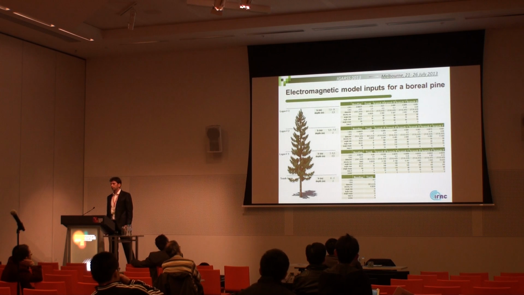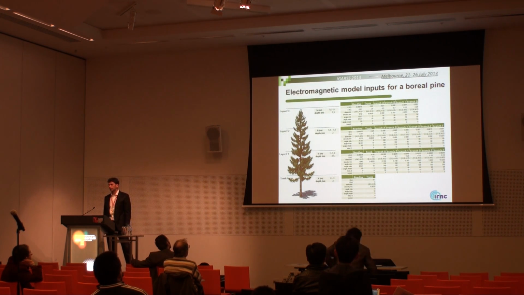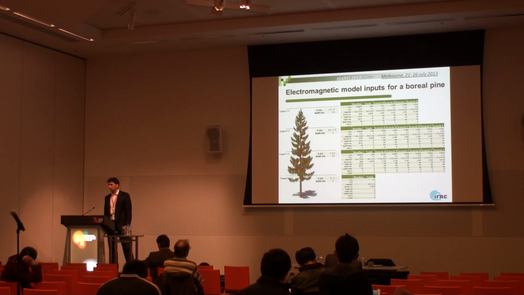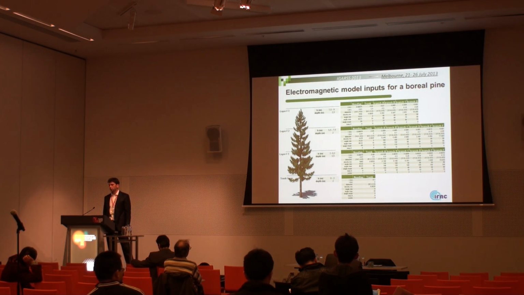Here is an example of the input that we have used. We have used 9 meter height, 3 heights. We have divided the height into 4 different layers. The first layer is the trunk layer, and the other 3 layers are the canopy layer, which have been divided into different kinds of scatterers. Each kind of scatterer we have measured, with its dimension and angular orientation.